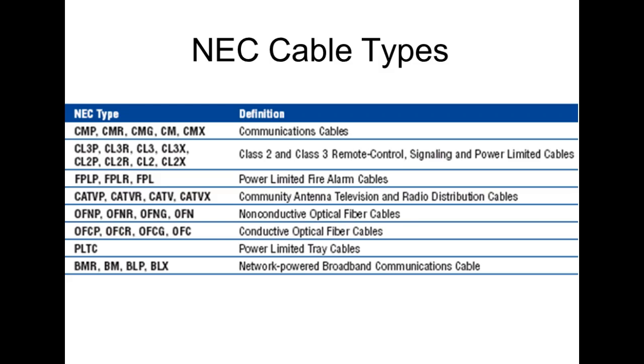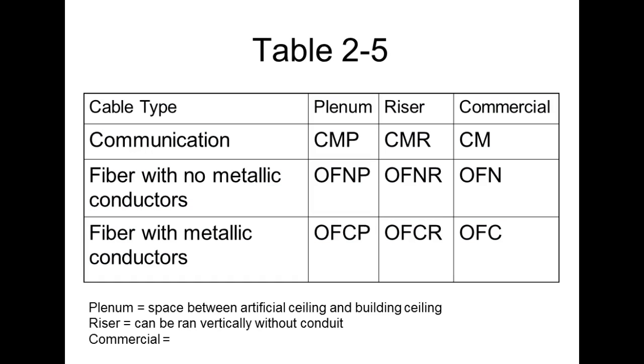Luckily, they do houses. The cabling is just about the same in every one of them. Communication cables, riser. So CMP is a plenum. CMR would be what? Riser. CM would be the commercial grade. Fiber optic cable, which we're going to get into in the second 4 weeks of the course. These would be the designators.